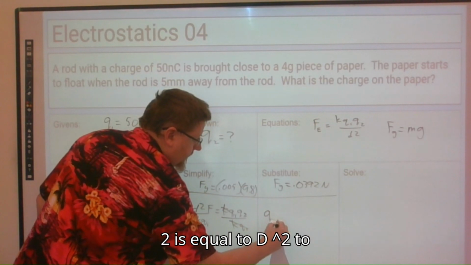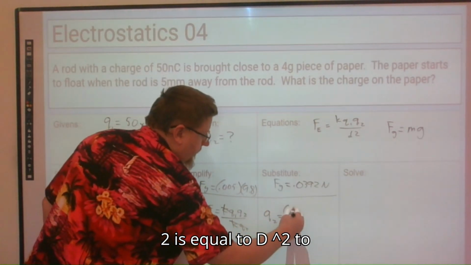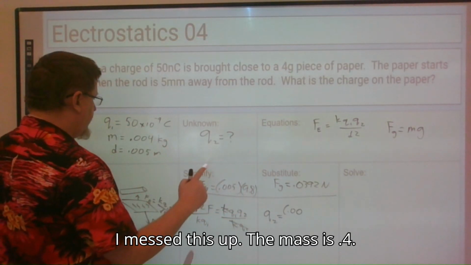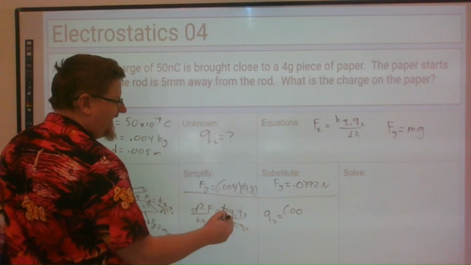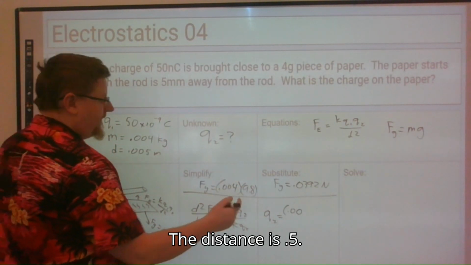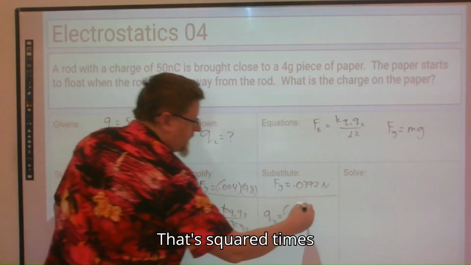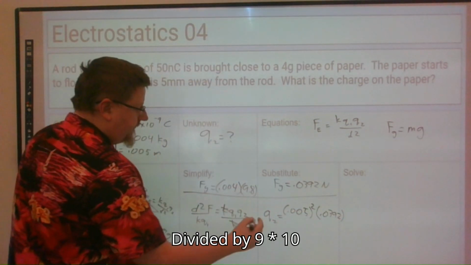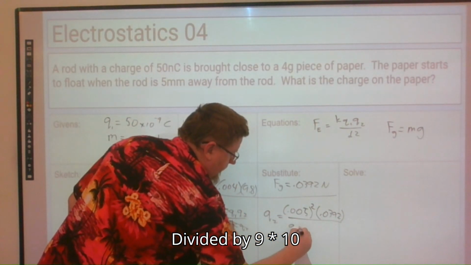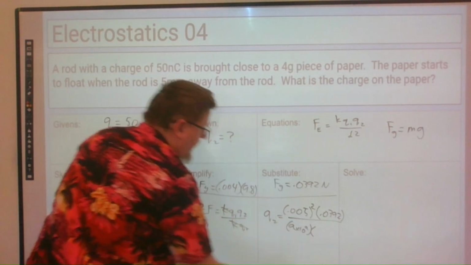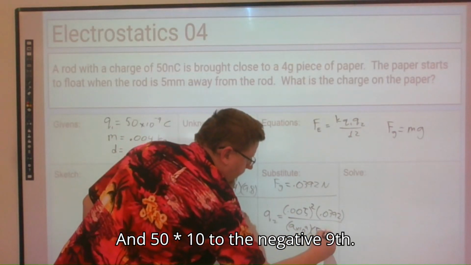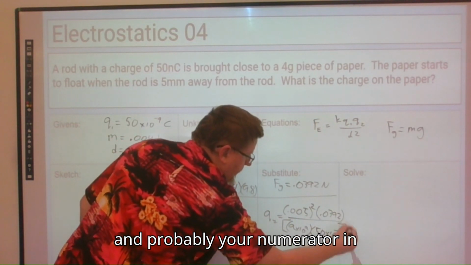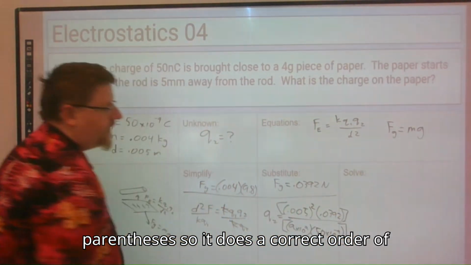So we can say Q2 is equal to d squared, so 0.00, I messed this up. The mass is 0.4. The distance is 0.5. That's squared times 0.0392 divided by 9 times 10 to the 9th and 50 times 10 to the negative 9th. Make sure to put your whole denominator and probably your numerator in parentheses so it does the correct order of operations.